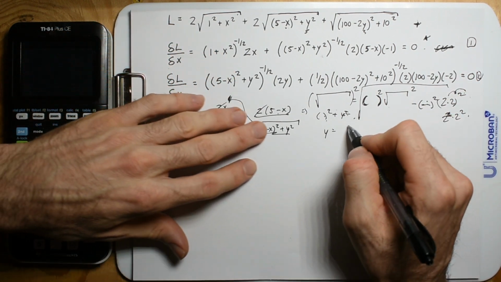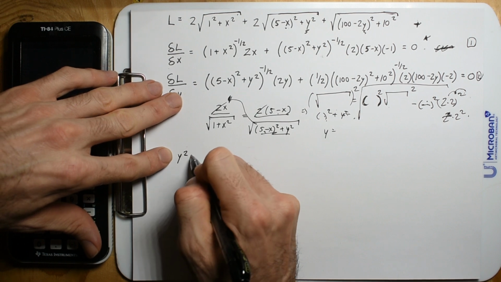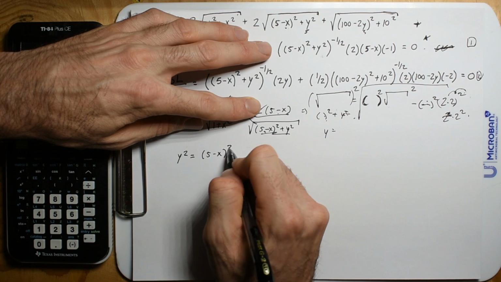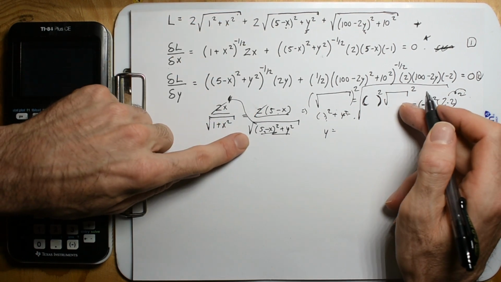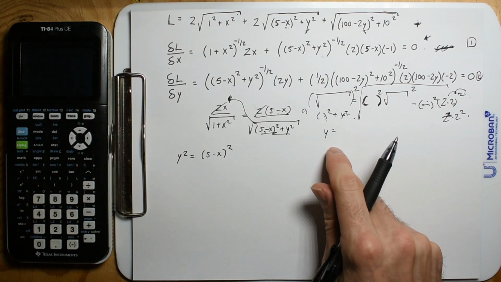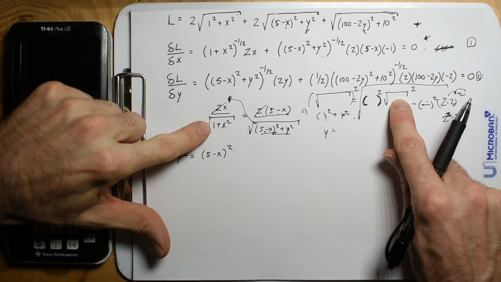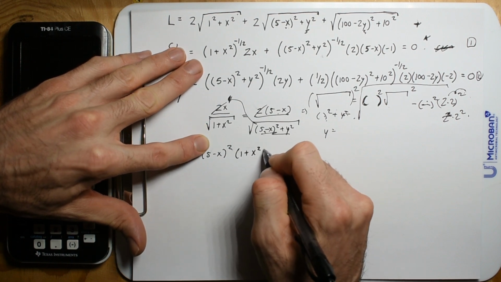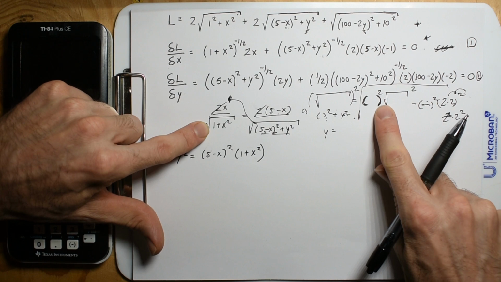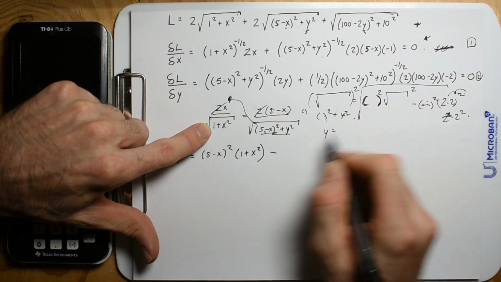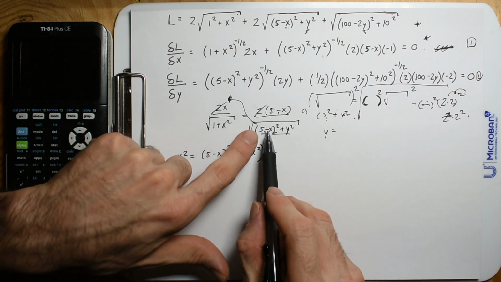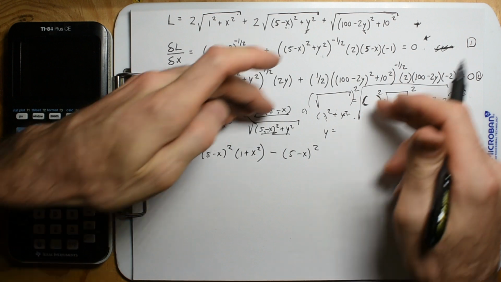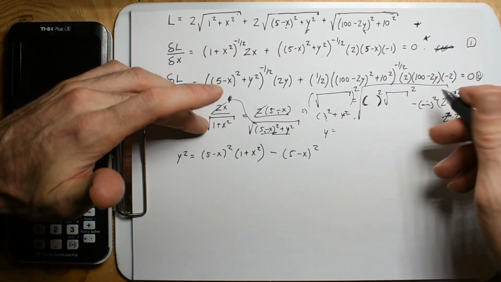So I'm going to, and let's just do this in a few steps. So y squared is going to be this squared. So we have 5 minus x squared. This is the square root of this thing. No, that's not true. That's the square root of this thing. So we're going to have 1 plus x squared. And then, sweet. And then we're going to subtract this, 5 minus x squared.